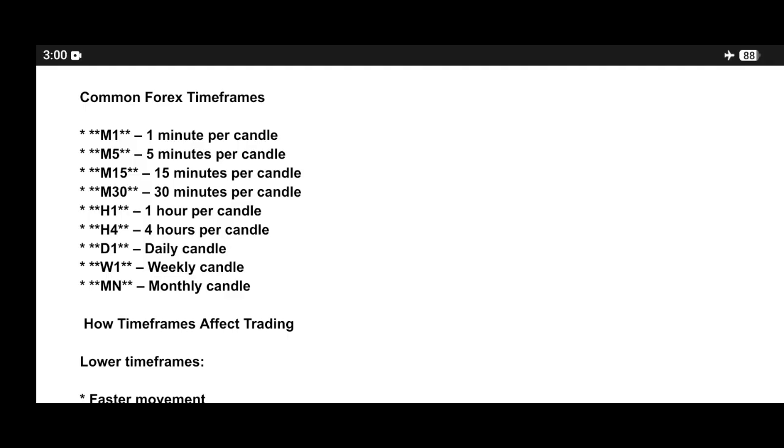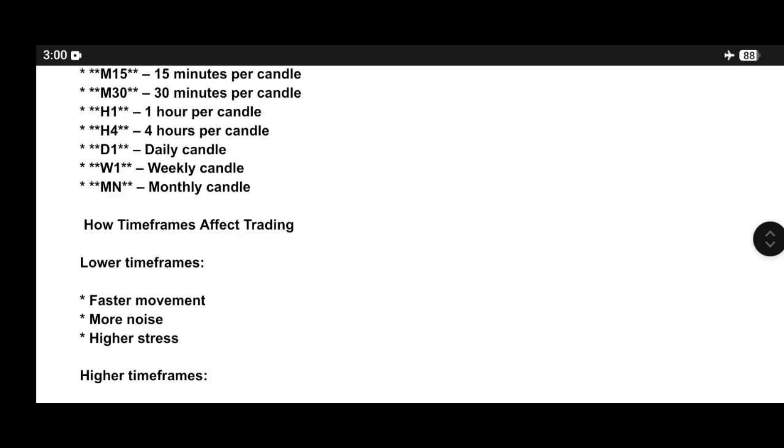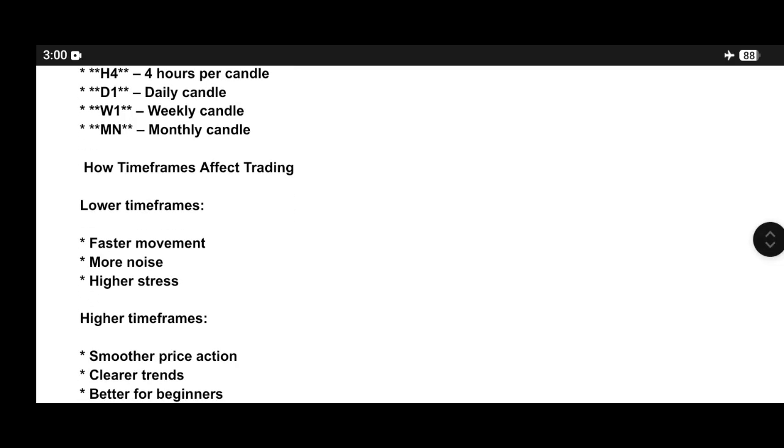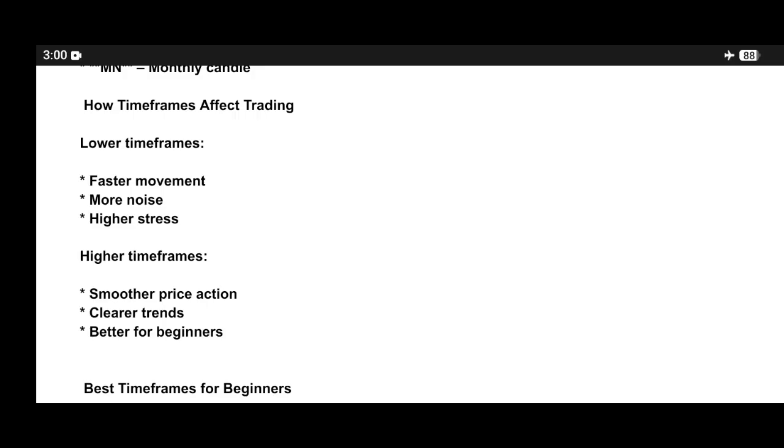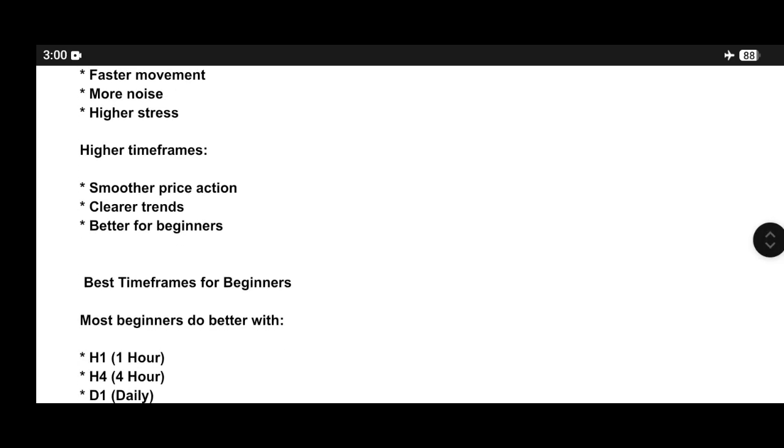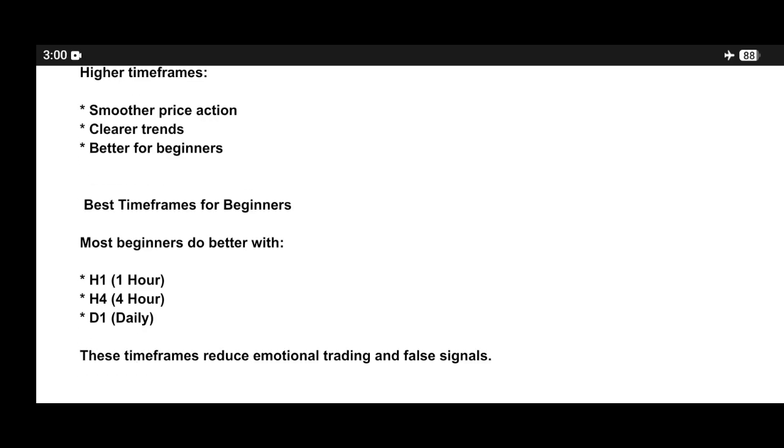So how do time frames affect trading? Lower time frames mean faster movement, more noise and higher stress. Higher time frames bring smoother price action, clear trends and are better for beginners. So work more on a higher time frame as a beginner. The best time frames for beginners: most beginners do better with the 1-hour, 4-hour and daily time frames, because these time frames reduce emotional trading and false signals.